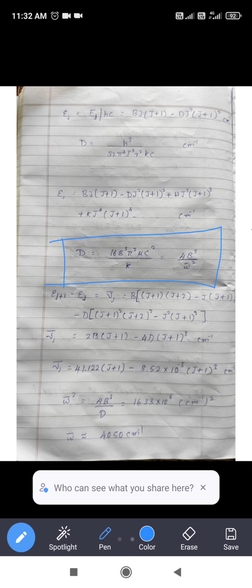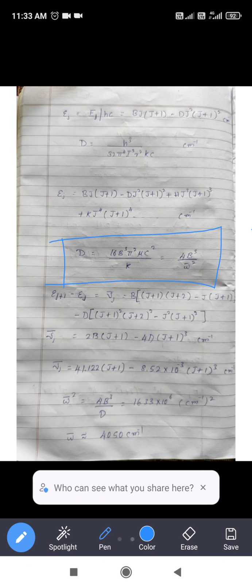Spring constant, where is the spring? The spring is in the bond, which is equal to 4 B cubed divided by mu bar whole squared. What is mu bar? Mu bar is the fundamental frequency of the bond, or the vibrational frequency of the bond.